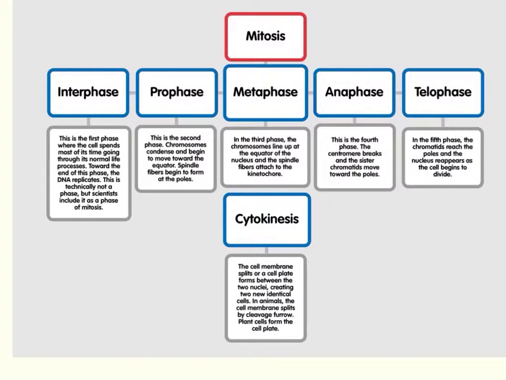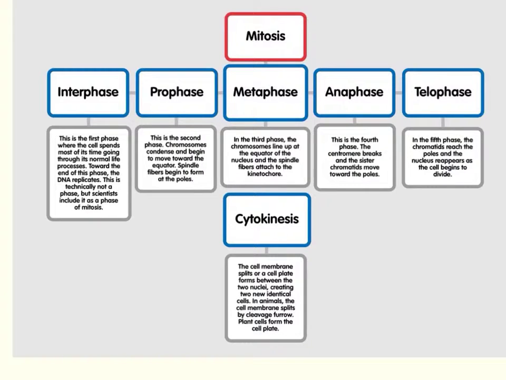Mitosis. And here is a quick explanation of mitosis. This is how stem cells replicate to form more stem cells. There are 5 phases of mitosis, and after the 5th phase is completed, cytokinesis occurs. The first phase, and the longest phase, is interphase. This is where the cell spends most of its time going through its normal life processes.